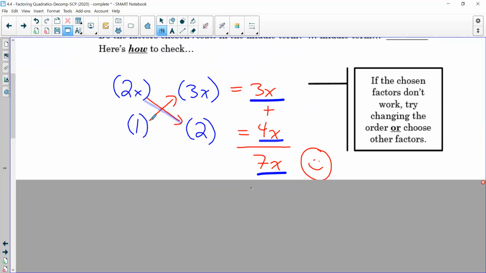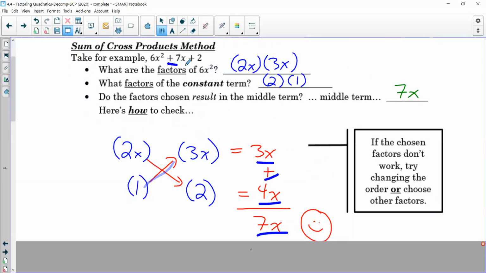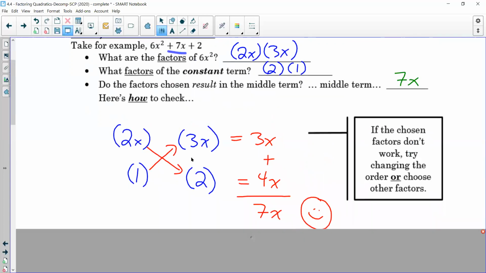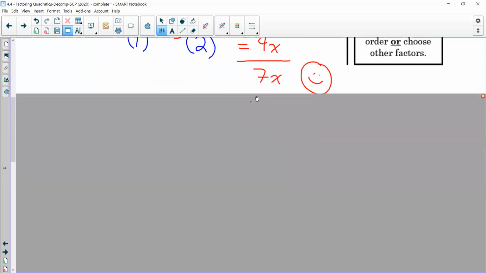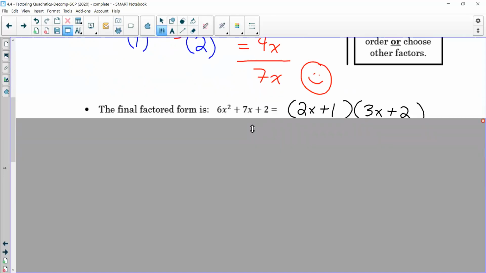So we managed to find some factors that when we cross them and get their products, the results of their products sum or add to 7x, and 7x happens to be the middle term. So this one's a little bit more sneaky and it has a little bit more trial and error, and if the factors don't work, you try again. Now I'm going to show you a better way of writing this out. This is really a rough way of doing it. I'll show you a slightly better way in a moment with some other examples.